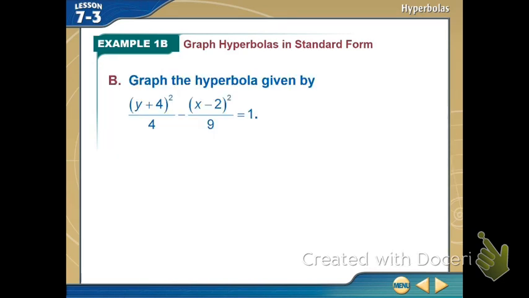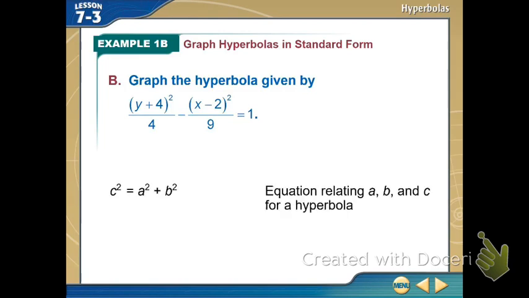All right, so let's take a look at this one. Graph the hyperbola given by the following equation. First thing we're going to want to do is find the center. So remember, there's your H and there's your K right there. H and K. And that means that the center of this is going to be at (2, -4).